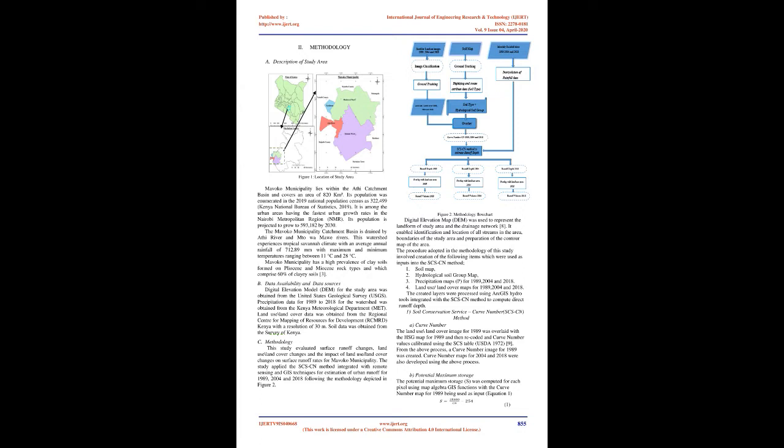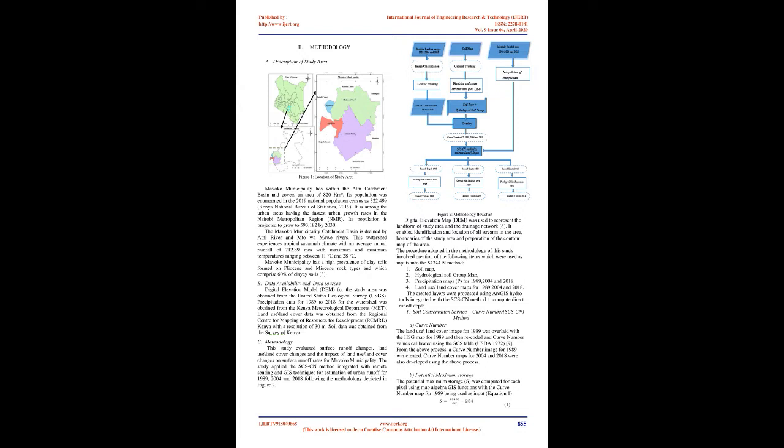Its population was enumerated in the 2019 National Population Census as 322,499, Kenya National Bureau of Statistics, 2019. It is among the urban areas having the fastest urban growth rates in the Nairobi Metropolitan Region, NMR. Its population is projected to grow to 593,182 by 2030. The Mavoko Municipality catchment basin is drained by Athi River and Mtoa rivers.